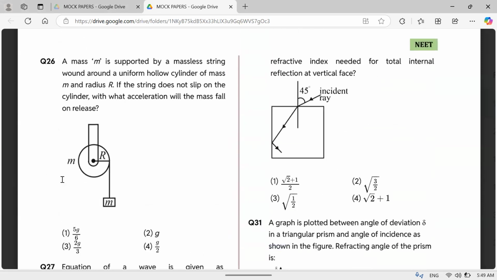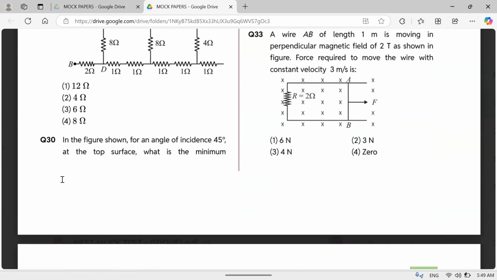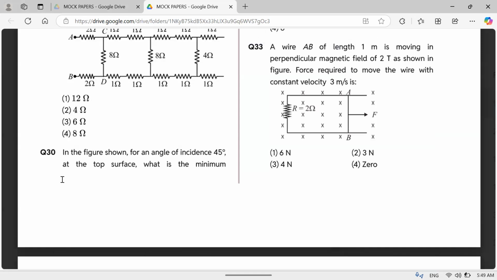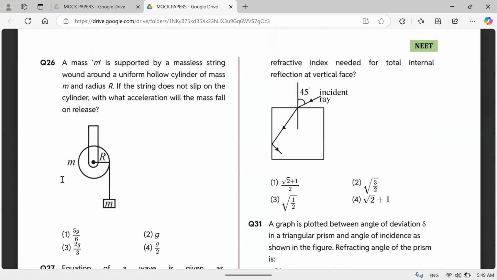Next one is ray optics, internal reflection. So try to do it. In the figure, for the angle of incidence 45 degrees at the top surface, what is the minimum refractive index needed for the TIR? Now, can anyone tell me what is the condition for TIR, beta? Angle of incidence must be greater than your critical angle.